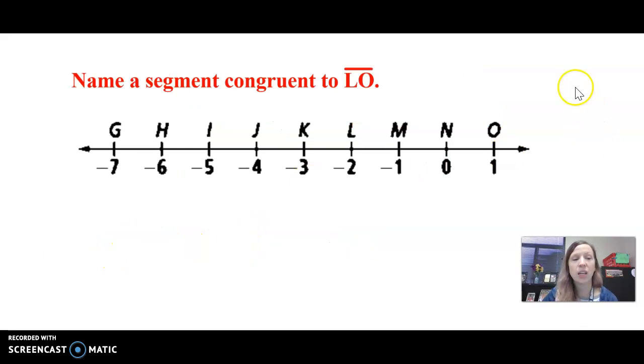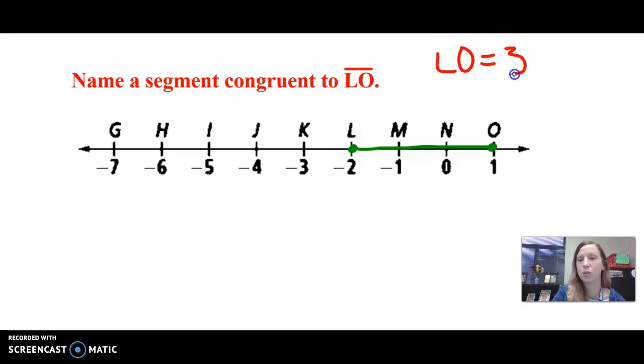The next thing that we're looking at is how to name congruent segments. So for 2 segments to be congruent, they have to be the same length. So LO, for instance, let's look at LO and count how many units it is. So here's LO, segment LO. So when we're counting, remember, we're counting the number of spaces. So 1, 2, 3. So LO has a distance of 3 units.